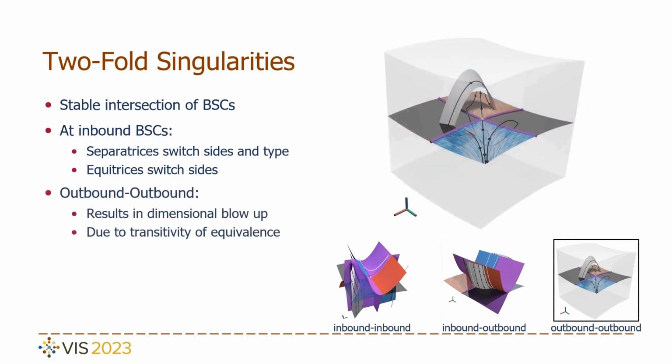The outbound-outbound case usually results in dimensional blowup, which means that stream sets become volumes due to the interaction of the two discontinuities and the transitivity of the equivalence relation.